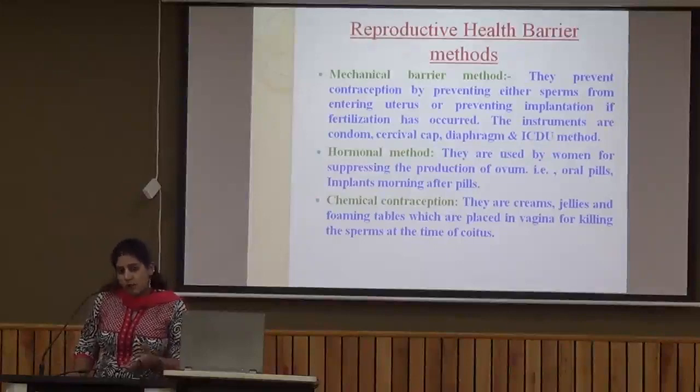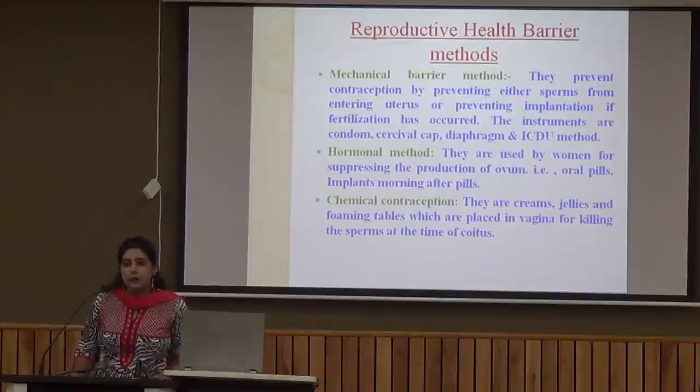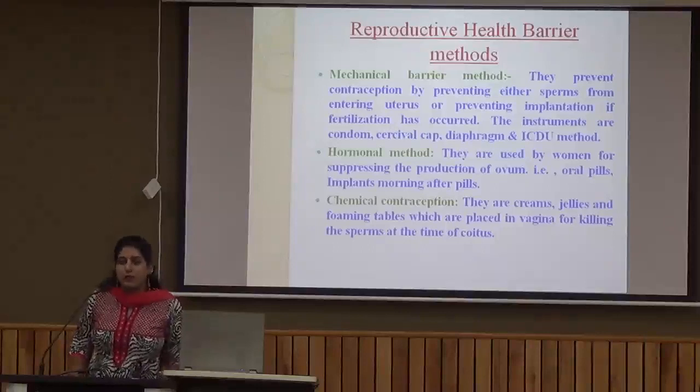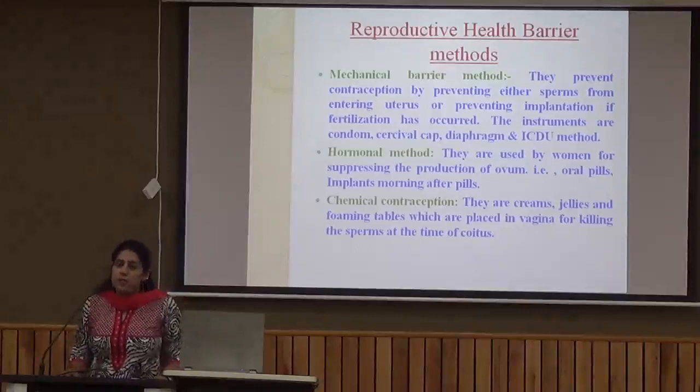We'll say those hormonal and chemical methods are equal, right? Meaning they come in a single category only. The creams, jellies, and foaming tablets are placed in the vagina for killing the sperm at the time of coitus. Coitus means intercourse. So there are various chemicals which are responsible for suppressing the functioning of a sperm or killing a sperm, as well as killing the egg. That is through oral pills that the female has to take daily except for the days of menstruation.